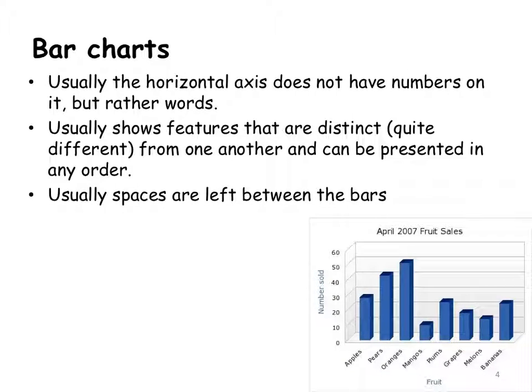Bar graphs. You get bar graphs are usually, the horizontal axis doesn't have numbers, but rather words, like apples, pears. So it is a graph of the fruit sales in April 2007. The number sold, notice the even scaling of the numeric axis, and then we've got apples, pears, mangoes. It doesn't matter what order you put those in. You could have gone pears, apples, plums, oranges, grapes, melons. It really doesn't matter. They're not linked to each other, so there are gaps between the bars. The bars should be more or less the same width as the gap. Usually the spaces are left between the bars.